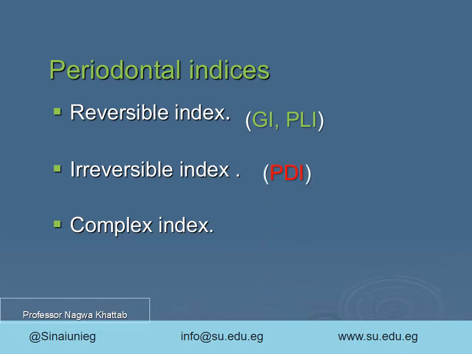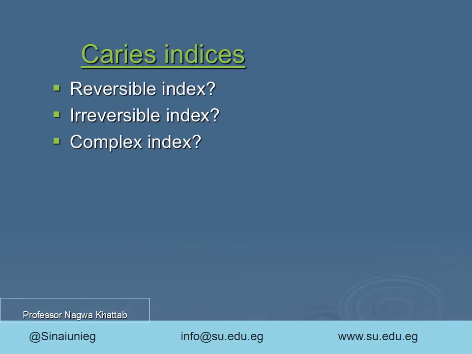Irreversible index example ليه the periodontal disease index. Composite index يعني this index have a criteria measuring reversible condition and criteria measuring irreversible condition.